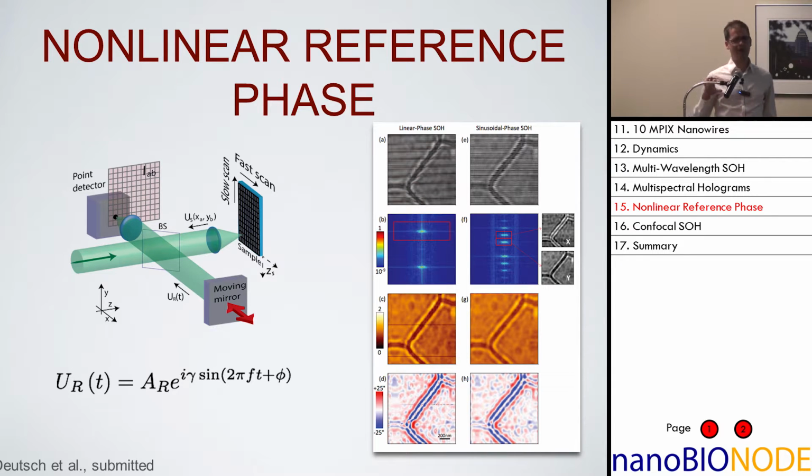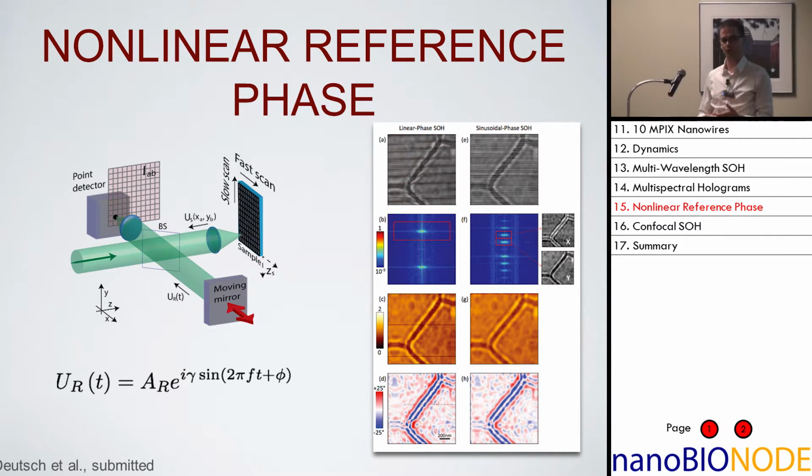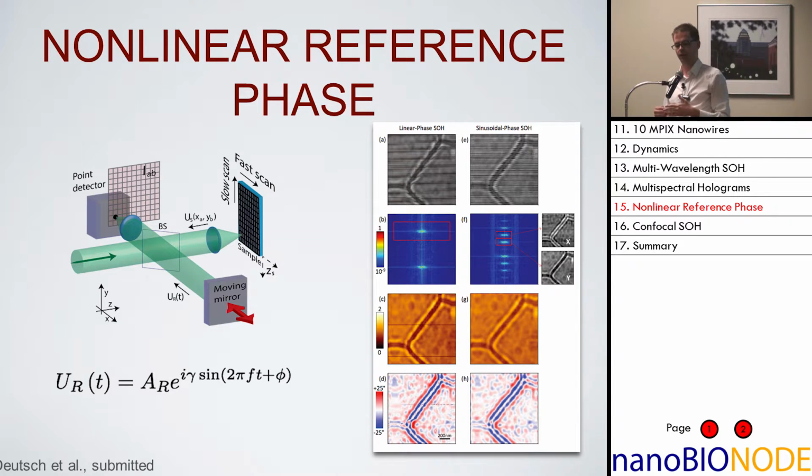Unfortunately, we have to modify the inversion a little bit. We can't just take a Fourier transform, filter, inverse Fourier transform to get it back, because when you modulate the reference sinusoidally, you get all those extra terms that are illustrated right here in Fourier space. And the distance between the terms is controlled now by how fast the mirror is moving, as opposed to the linear case on the left, where it was controlled by the wavelength and the scan speed.